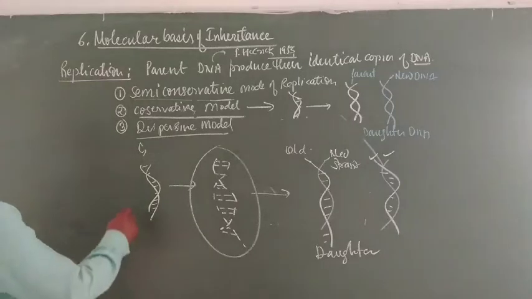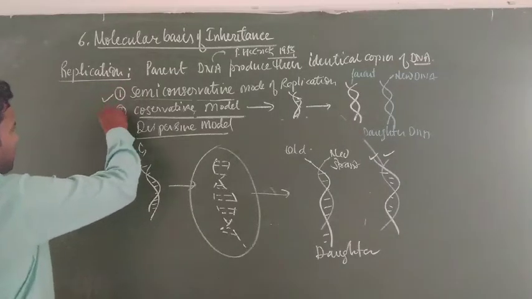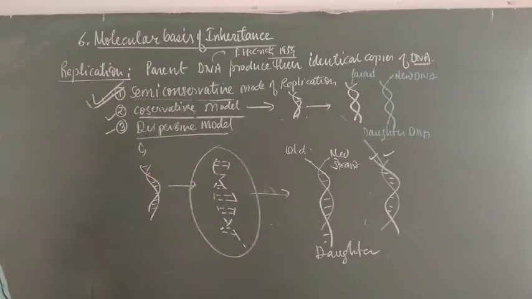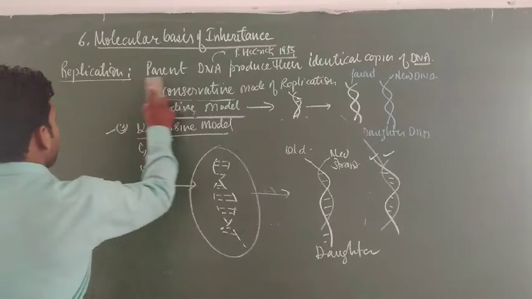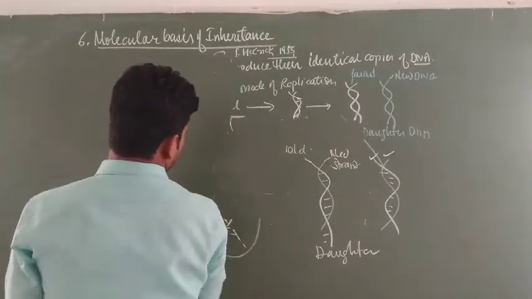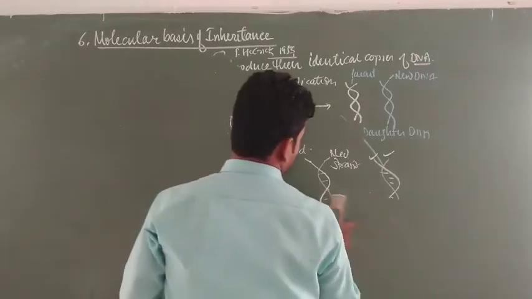So among all these models of DNA replication, the semi-conservative model is the most accepted model, and that was also explained by the two scientists Matthew Meselson and Franklin Stahl. Now we are going to learn about the experimental proof of the semi-conservative mode of replication.